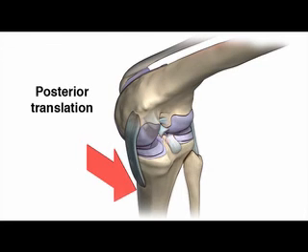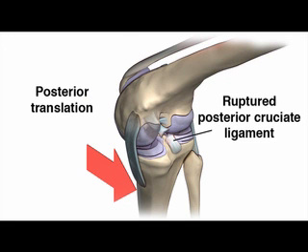The posterior translation of the tibia in relation to the femur can injure the posterior cruciate ligament, as might occur in a motor vehicle accident when the dashboard pushes the tibia posteriorly.